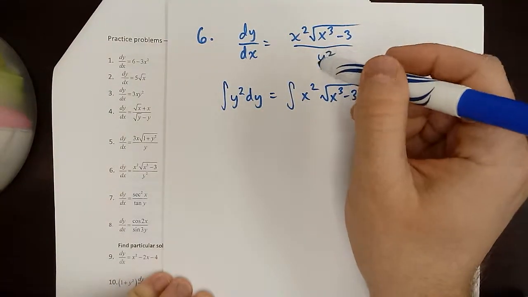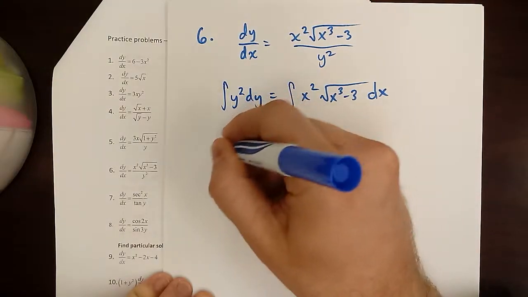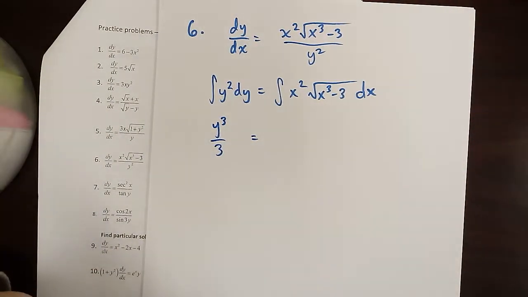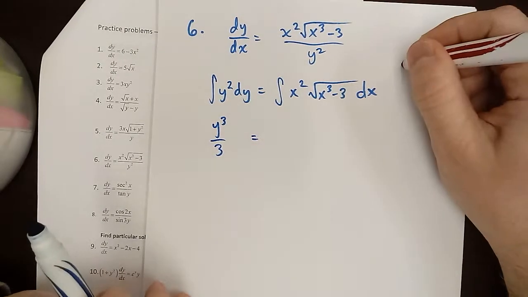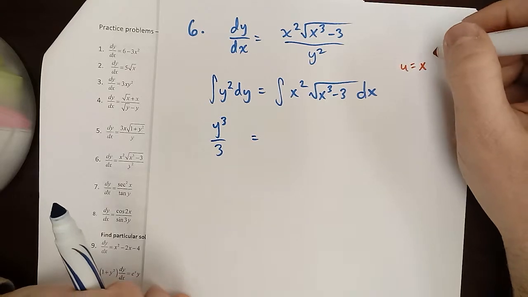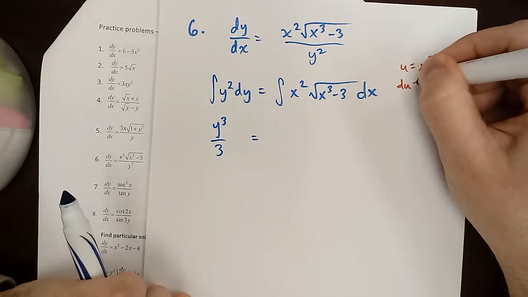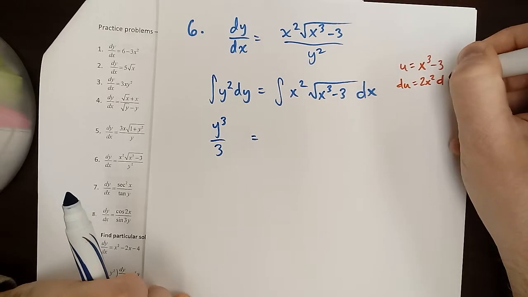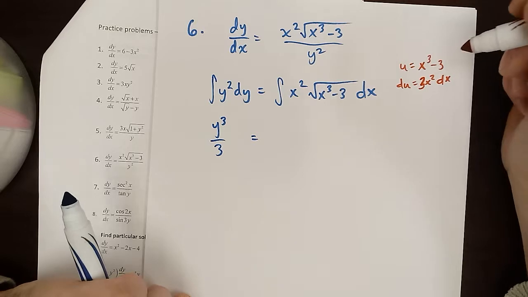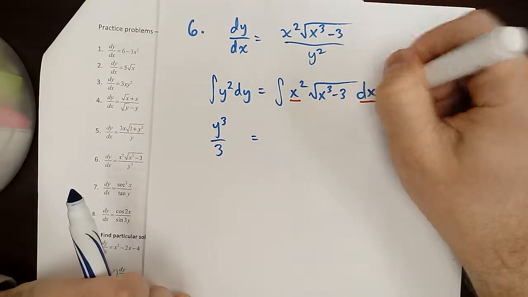The left-hand side's pretty easy. I did 2 steps in one. I multiplied both sides, like I cross-multiplied, and then I integrated. So we get y cubed over 3. Now this side, we might have to do u substitution. If we said u was equal to x cubed minus 3, then our du is equal to, whoops, no, 3x squared dx.